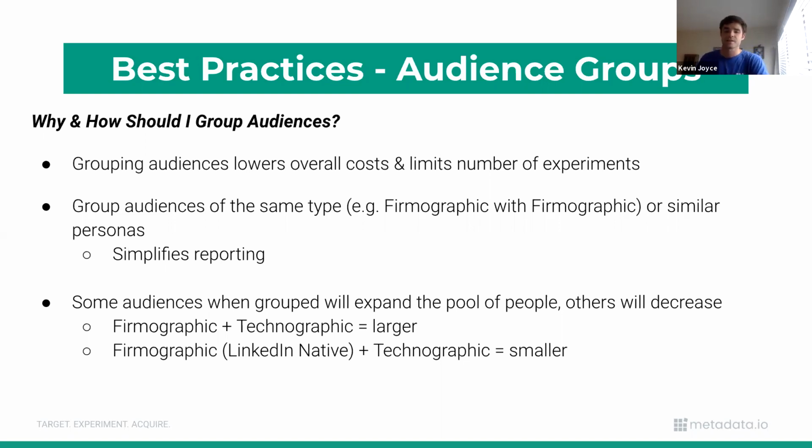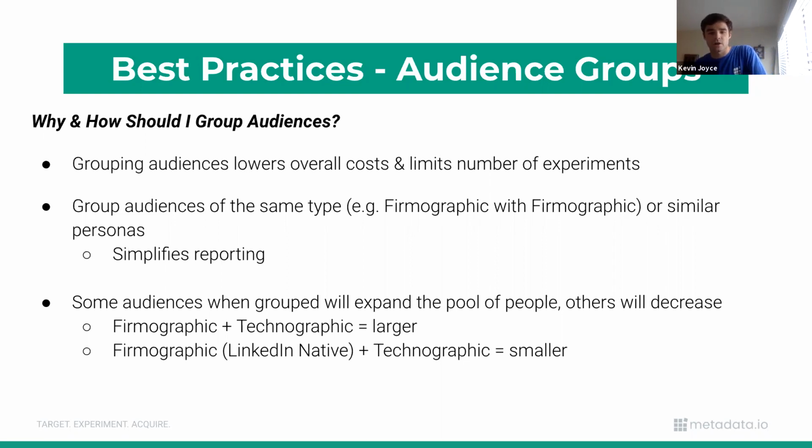I recommend grouping audiences of the same type, so pairing a firmographic with another firmographic, or a marketing persona with other marketing personas that might be in different audience types. I like to segment it this way because it simplifies reporting when you need to isolate the naming conventions. When you group an audience, you'll have to rename it, and that new name will be part of the experiment string. If you've ever been in metadata and looked at the experiments, it looks like a really long string of gibberish. But depending on what you name your audience, you can isolate certain things and report on how it performs against different assets or on different channels.